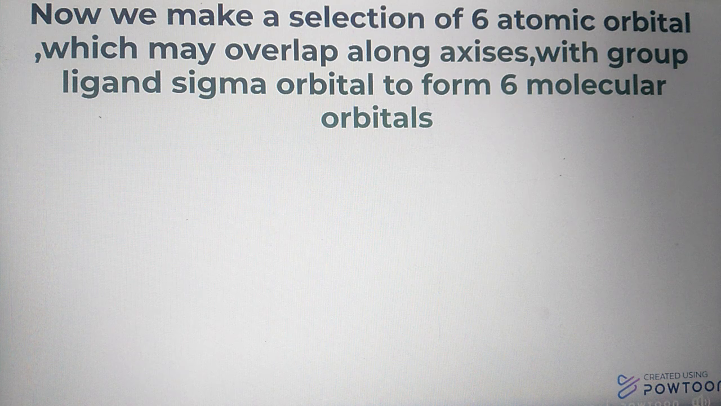Now we make a selection of 6 atomic orbitals which may overlap along the x-axis with group ligand sigma orbitals to form 6 molecular orbitals. Remember, in all these orbitals, those orbitals whose lobes are on the x-axis will take part in bonding. And those orbitals whose lobes are present between the axes can't participate in bonding, and these orbitals are called non-bonding molecular orbitals.